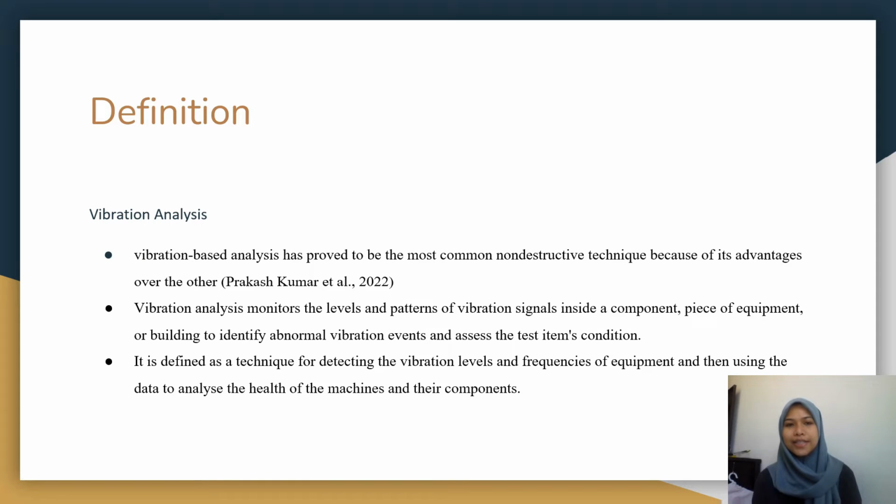For vibration analysis, vibration-based analysis has proved to be the most common non-destructive technique because of its advantages over the others. Vibration analysis monitors the level and pattern of vibration signal inside a component, piece of equipment, or building to identify abnormal vibration events and assess the test item's condition. It is defined as a technique for detecting the vibration levels and frequency of equipment and then using the data to analyze the health of the machine and its components.